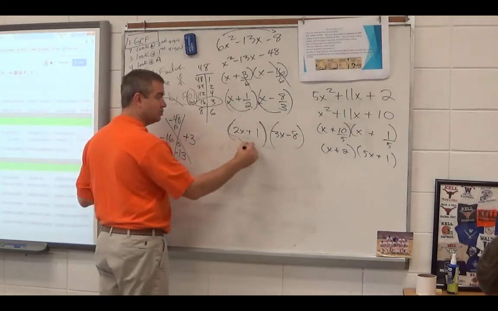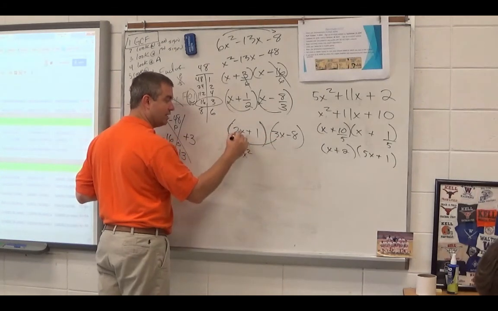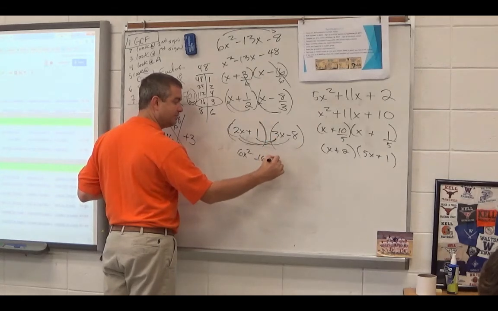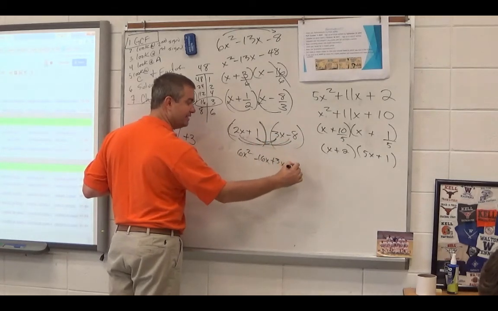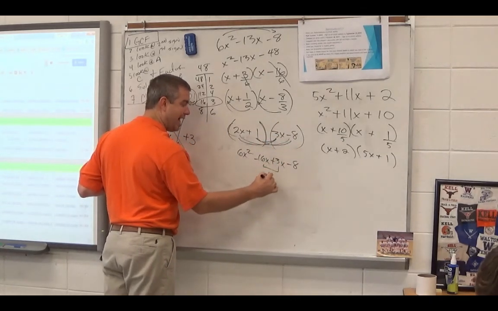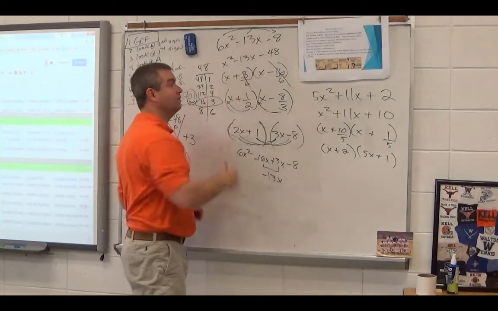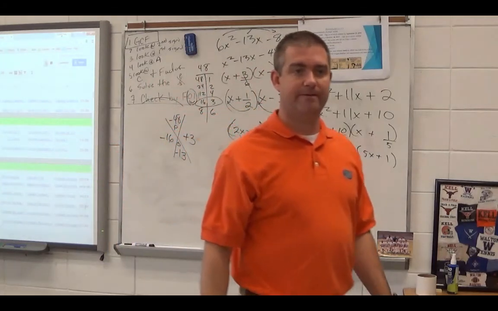Let's check it. 2x times 3x is 6x squared. 2x times negative 8 is negative 16x. 1 times 3 is positive 3x. 1 times negative 8 is negative 8. These two add and give you negative 13x, which is exactly what you wanted in your original equation.